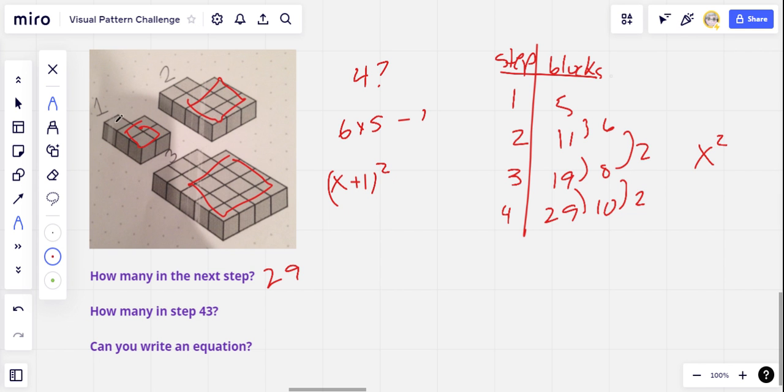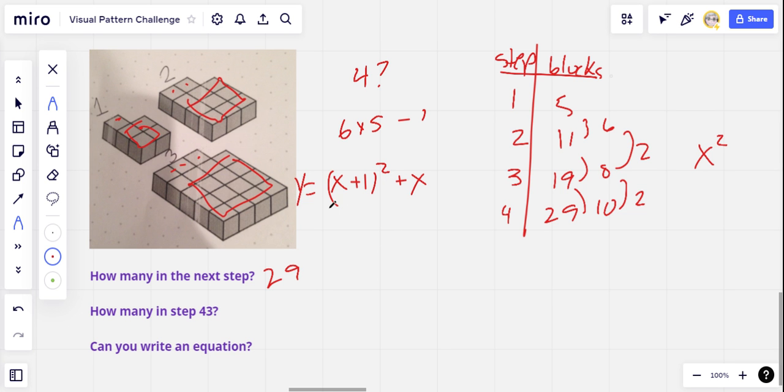Now there's something else going on here, right? There's 1 block left over here, and then 2 blocks, and then 3 blocks. That's just the step number, and we represent the step number with x. So I can just add x. And this should be the whole equation. In fact, you could leave it just like that if you want to. It really represents what we can see here pretty handily.